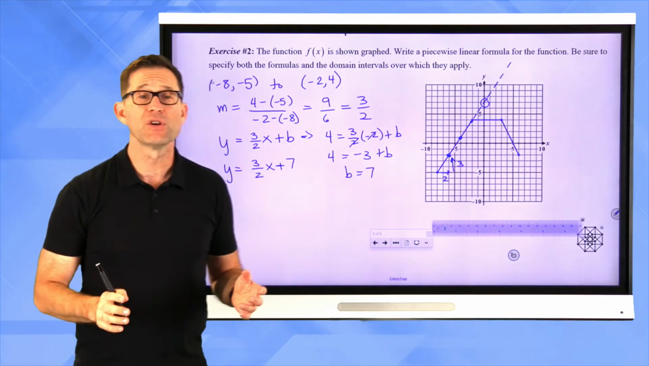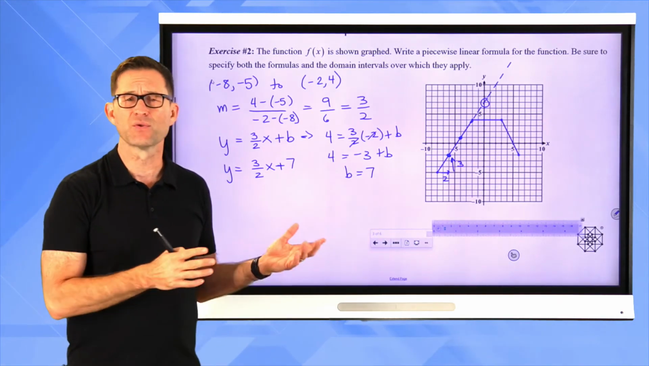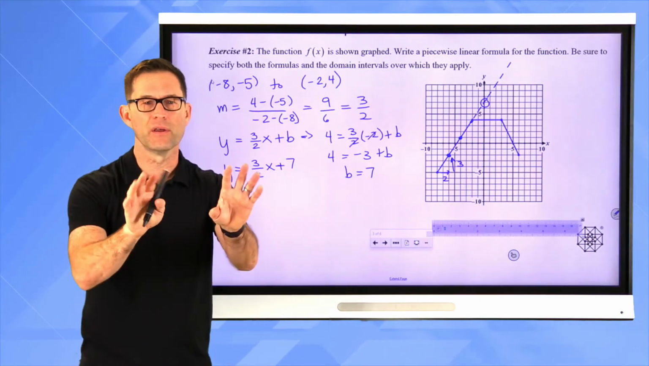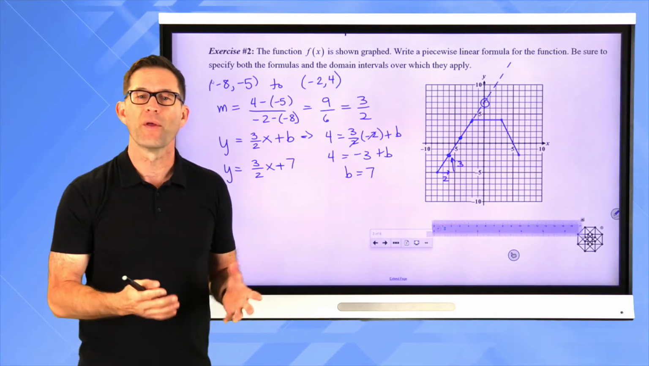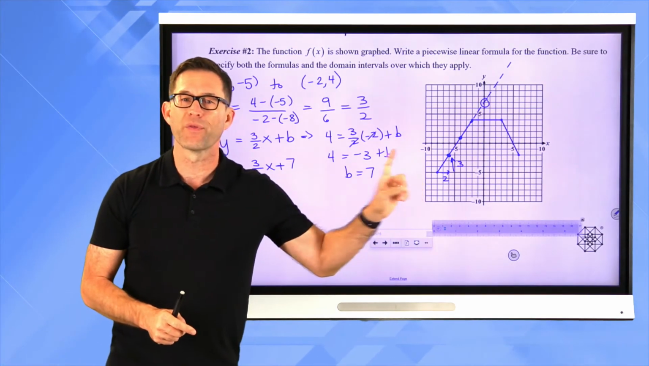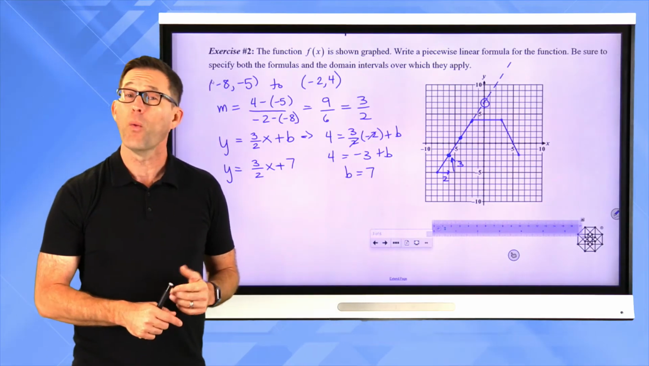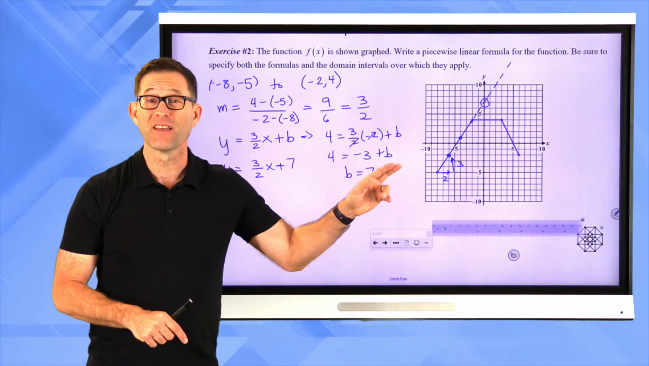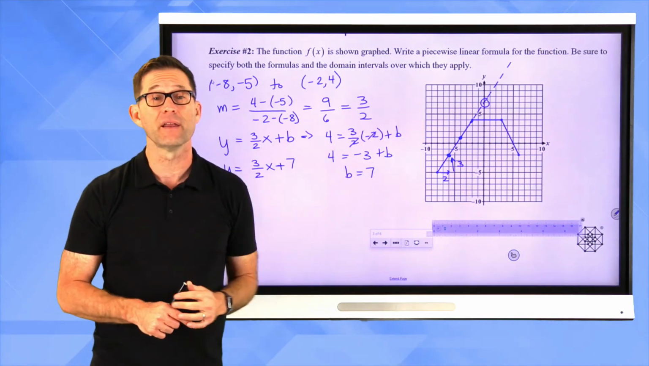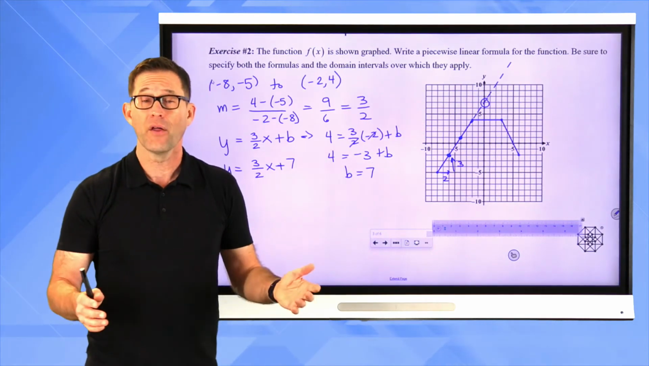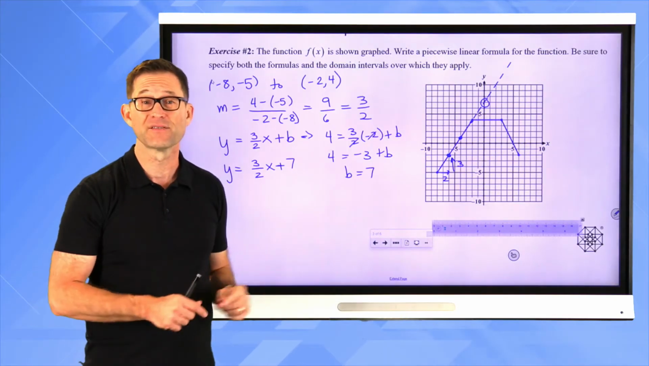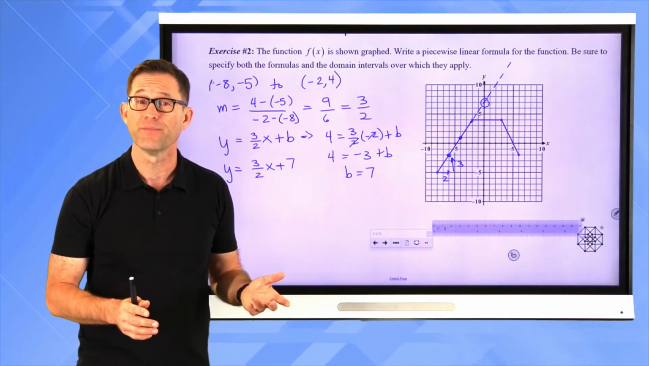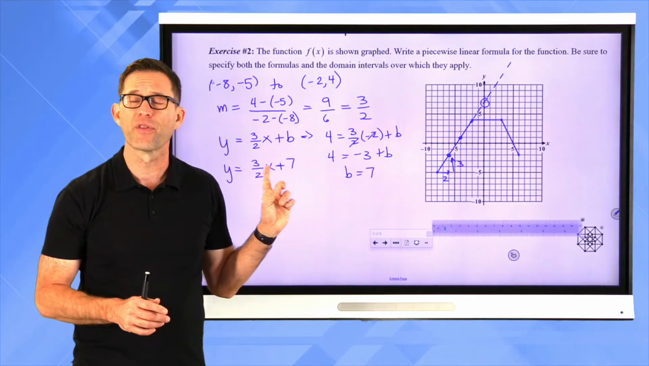And that's a very legitimate way, especially if this was a multiple choice problem and they gave you 4 different choices for what the piecewise function was for this particular graph. One very legitimate way of figuring out the y-intercept is taking the line and extending it until it hits the y-axis and saying, oh, there we go. We've got a y-intercept of 7. All right, so here's my formula for the first part, right?